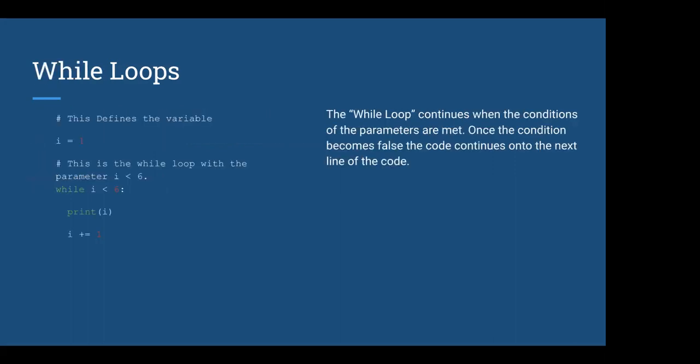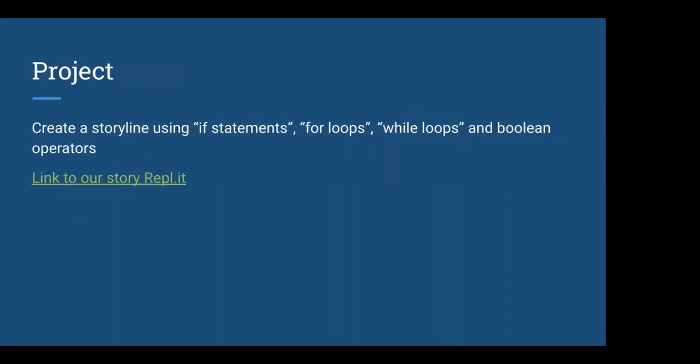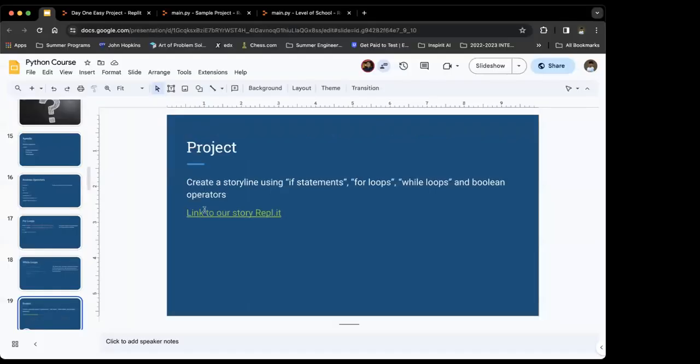We have while loops, which are similar to for loops, but these will continually go on. As long as that condition is met, it will continue to run that part of the code until that condition becomes false. And we have a project for this, which is a storyline, which we can make with a bunch of for loops, if statements, and while loops.